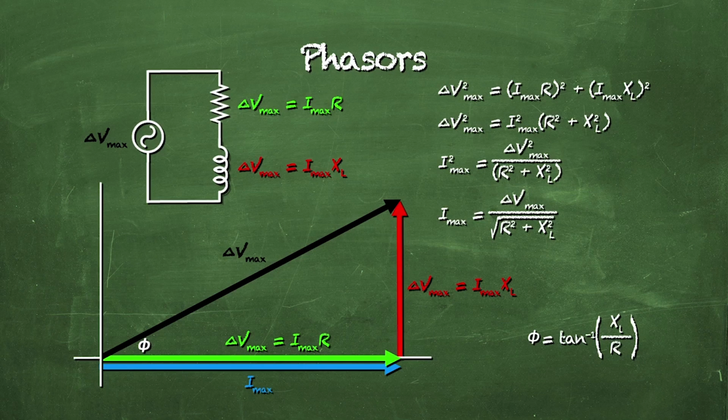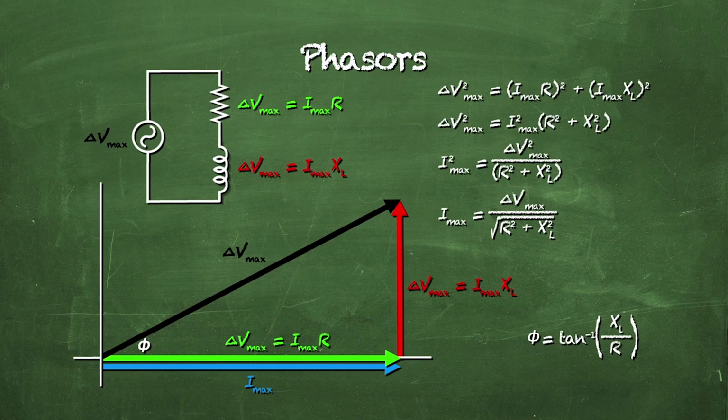Once we square, we have an I squared, so I'm going to factor that out. That tells me that delta V max squared is equal to I max squared times the quantity R squared plus X sub L squared. Solving for I max squared, we have delta V max squared divided by the quantity R squared plus X sub L squared. And then taking the square root of both sides, we have the relationship I max is equal to delta V max divided by the square root of R squared plus X sub L squared.